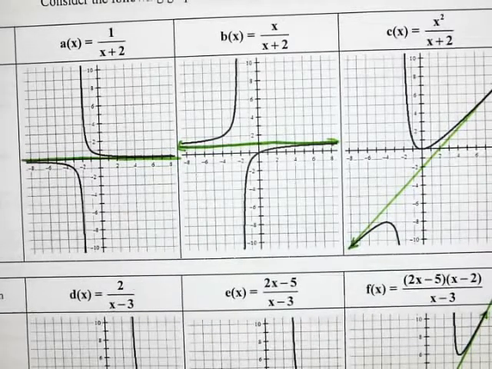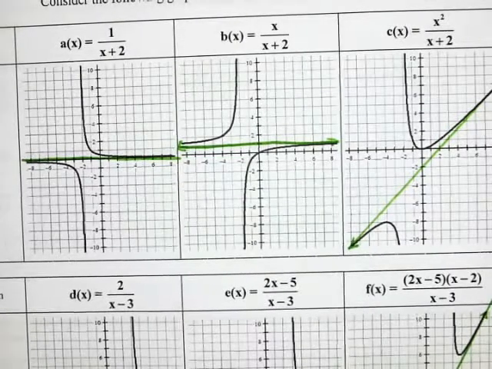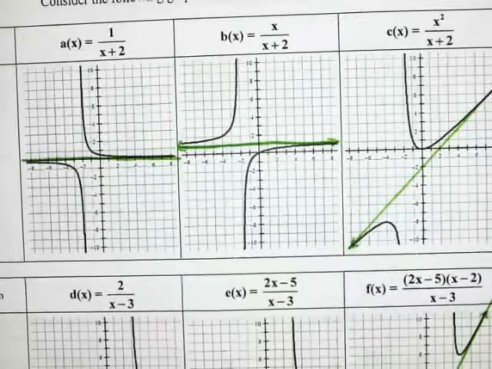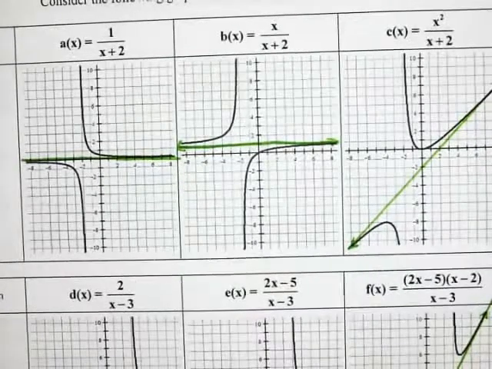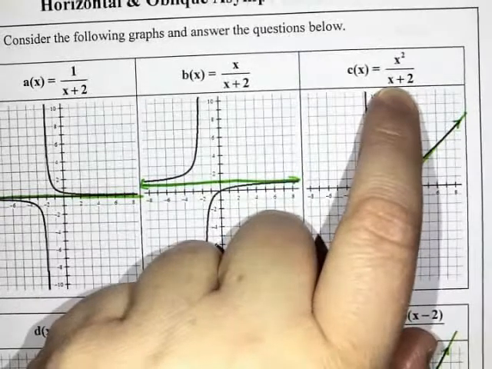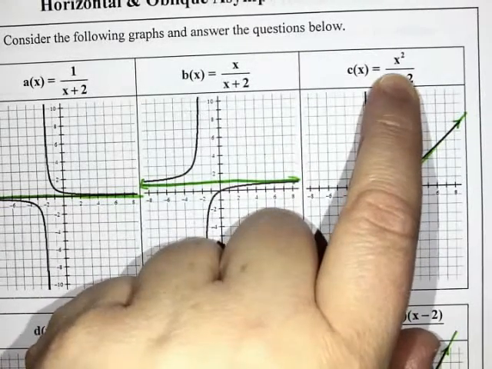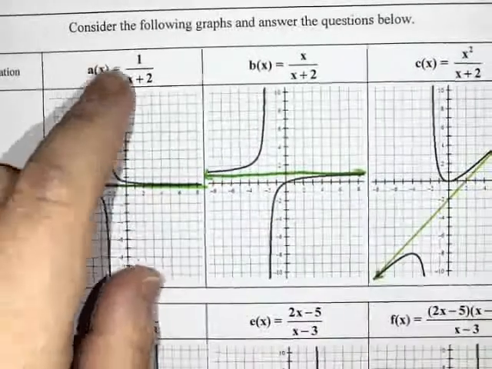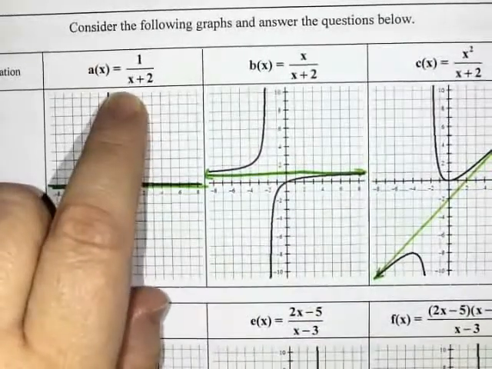So will it always be that if it has a square in the numerator it makes an oblique asymptote? No, that's not what it is. Really what's making it is the comparison between the denominator and the numerator. So here the denominator has a degree of 1.